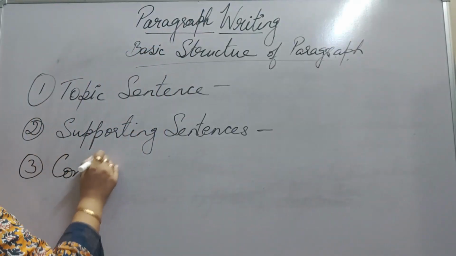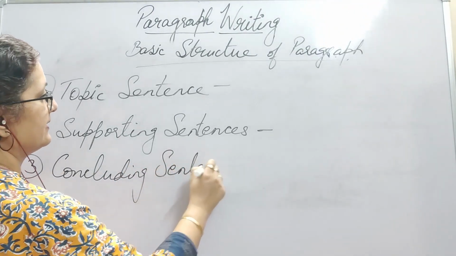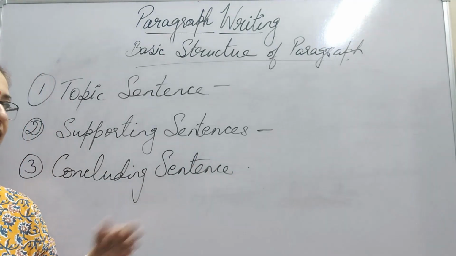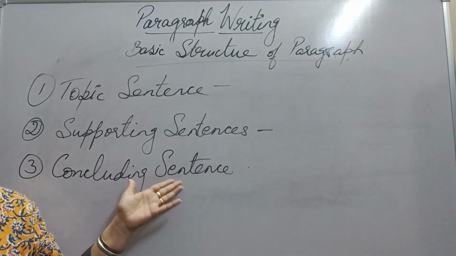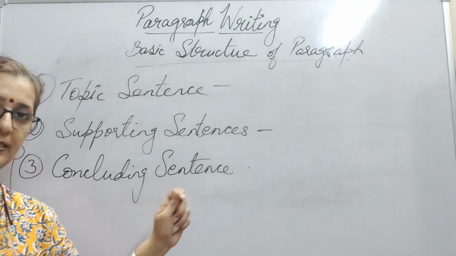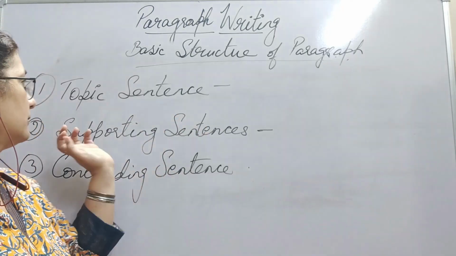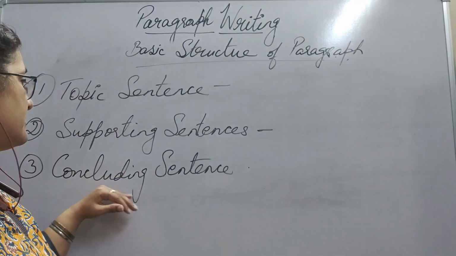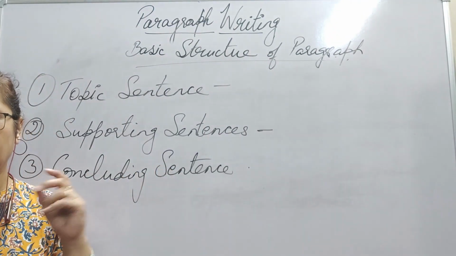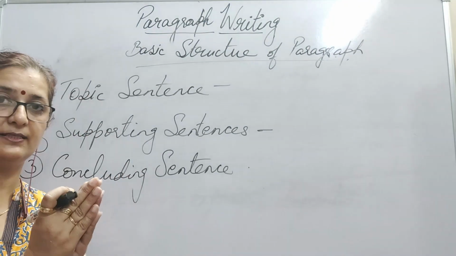Finally, of course, we have that bottom one, the concluding line, or the concluding sentence. Now, what is the speciality of a concluding sentence? First thing first, it is the last sentence of the paragraph, right? Generally, first the topic sentence, then the supporting sentences in between, and finally you have the concluding sentence. Now, the concluding sentence should precisely be compact, means small.